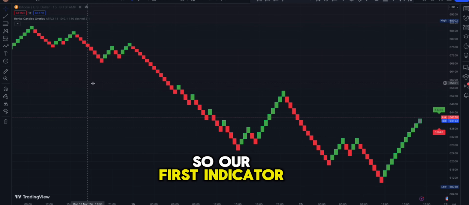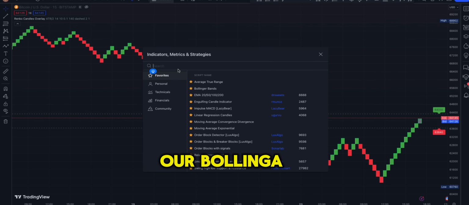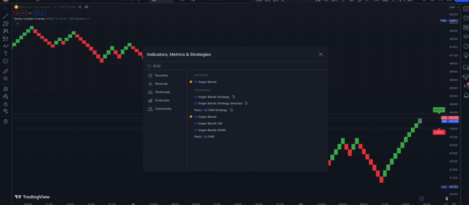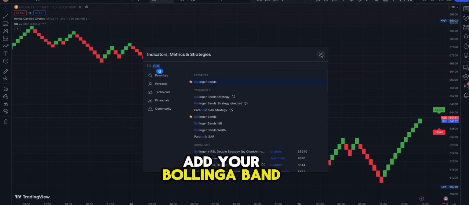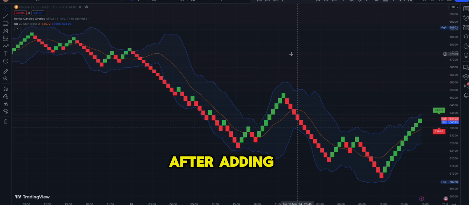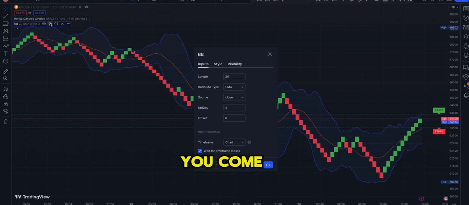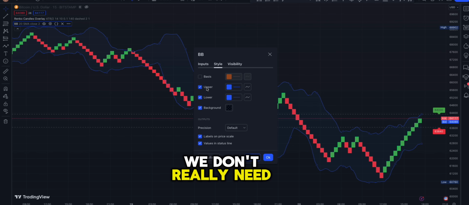So our first indicator strategy we're going to add is our Bollinger Bands. So you add your Bollinger Bands. This will be our number one strategy. Then before we move into the next strategy, after adding your Bollinger Bands, you come to its settings. The style you can change, you can remove the middle basis, that's the middle line, we don't really need it.